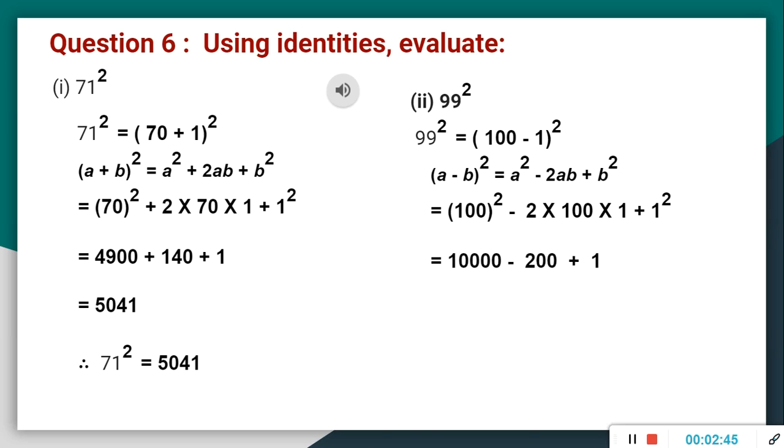Now 10,000. First we have to add, then subtract. So 10,000 plus 1, 10,001, minus 200, that is equal to 9,801. So the answer of 99 square is 9,801. Okay.